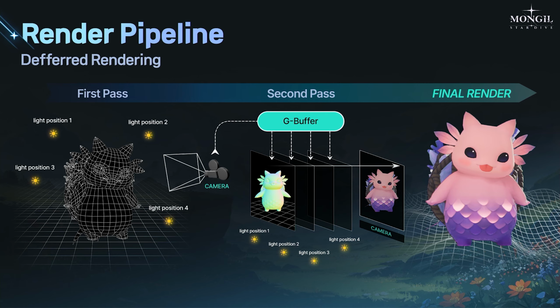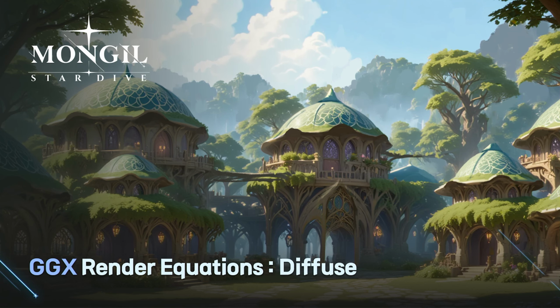The rendering pipeline for this project is based on a deferred rendering architecture. Deferred rendering architecture has both advantages and disadvantages, and addressing those disadvantages becomes one of the key tasks to overcome. So the first agenda: GGX equations in the diffuse term.